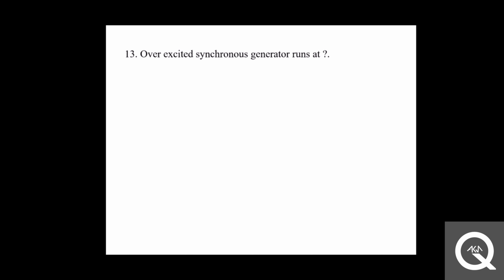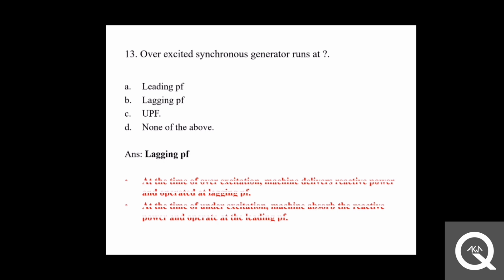Next question. An overexcited synchronous generator runs at? Options are leading power factor, lagging power factor, unity power factor, none of the above. The answer is lagging power factor. At the time of overexcitation, the machine delivers reactive power and operates at lagging power factor. At the time of underexcitation, the machine absorbs reactive power and operates at leading power factor.